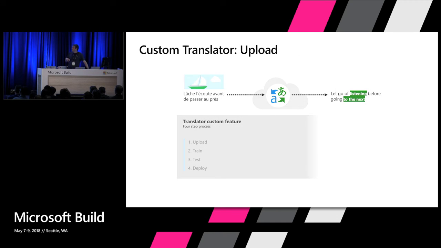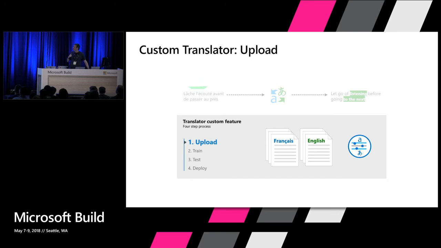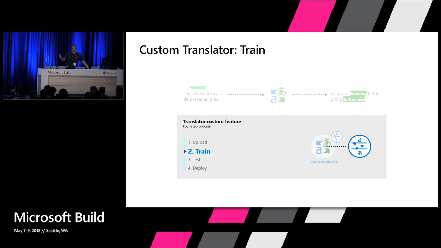Let's imagine that you have data about selling terms in French and in English. So similarly, you'll have your training documents in French and in English. You will upload them into the system. When they're uploaded, the system will train a new neural net, starting from the existing one and tailoring it with your vocabulary and your sentences.